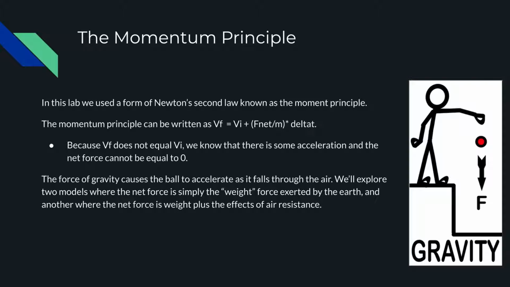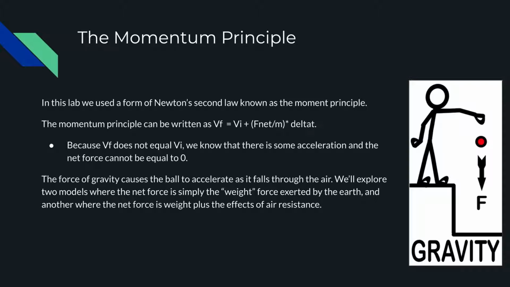So, first off, what is the momentum principle? In this lab, we used a form of Newton's second law known as the momentum principle. It can be written as the final velocity equals the initial velocity plus the net force divided by mass times the change in time. Because the final velocity does not equal the initial velocity in this case, we know that there must be some acceleration and the net force cannot be equal to zero, because acceleration equals net force divided by mass. So, what's causing that acceleration to happen?